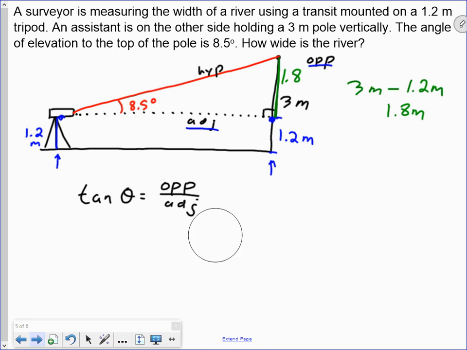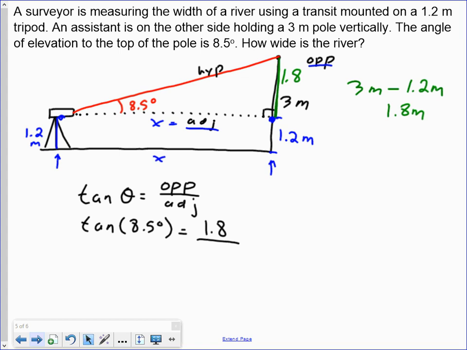Opposite over adjacent. Our angle is the 8.5 degrees that they give us. Our opposite side is the 1.8, making sure that we use the angle that's in the triangle that we're working with, not that entire 3 meters. And our adjacent side, we haven't said what that is yet. We'll just say that this is x. X is there and there. So adjacent side is x.